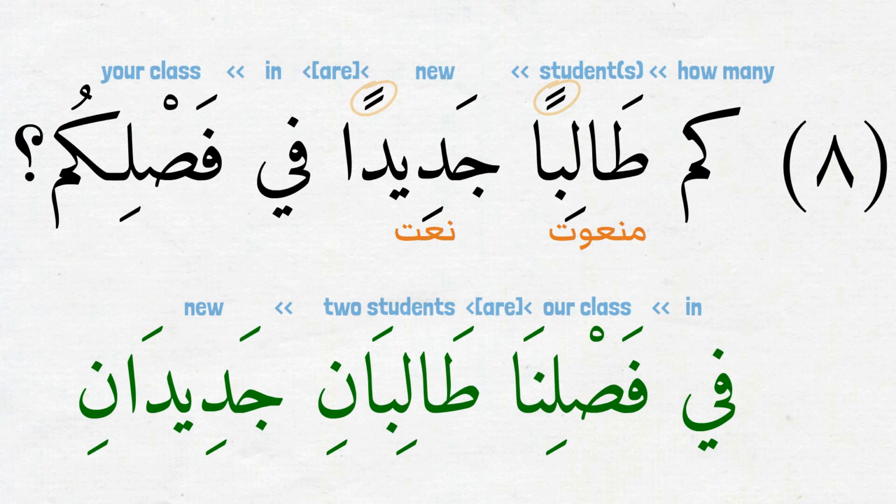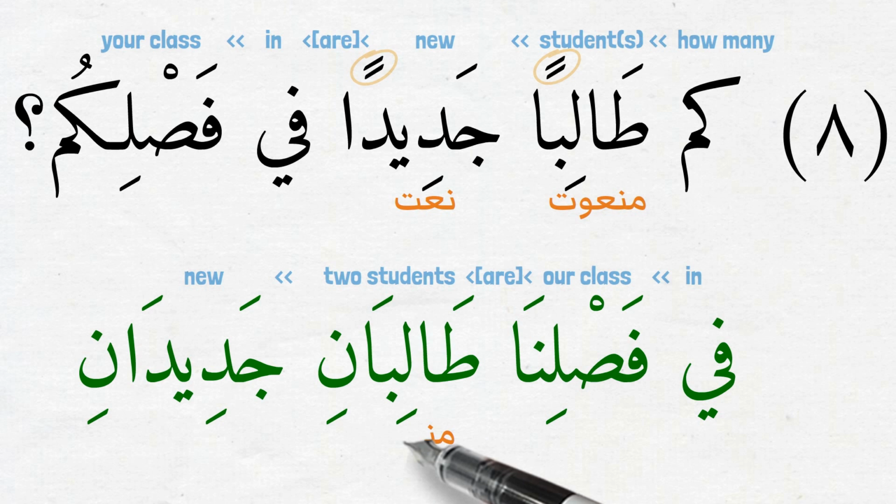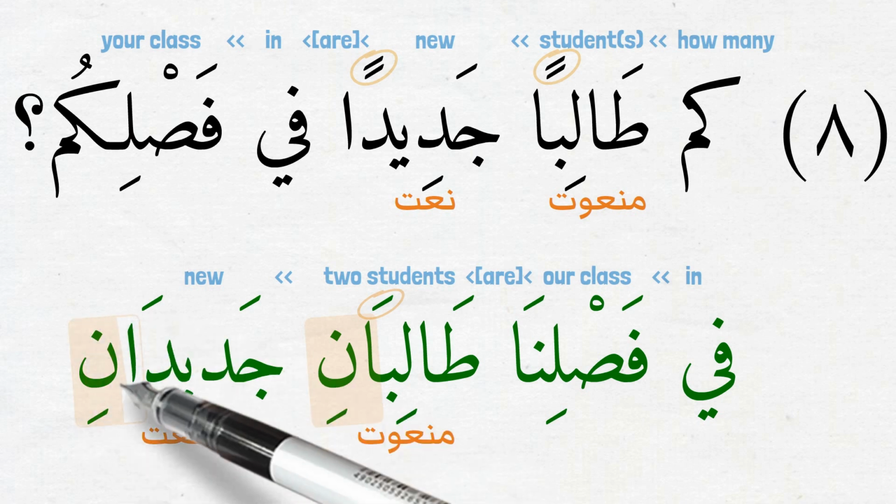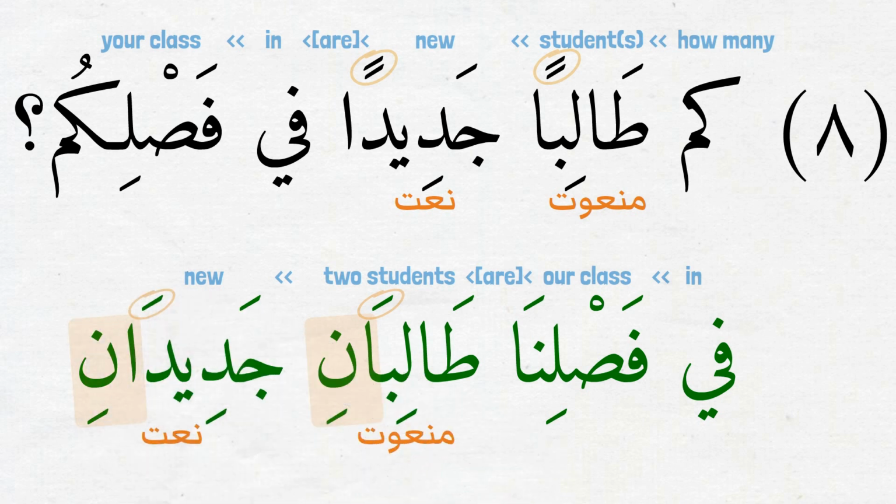Now take a look at the منعوت and نعت pair in the response. This time both of them are dual as we expect, because منعوت and نعت should also match in count.